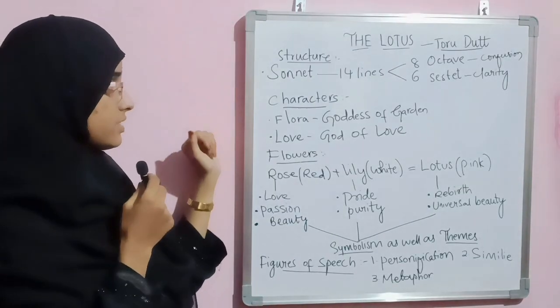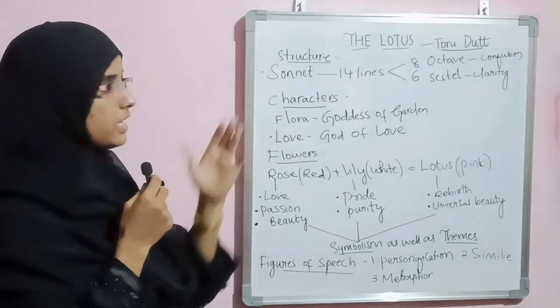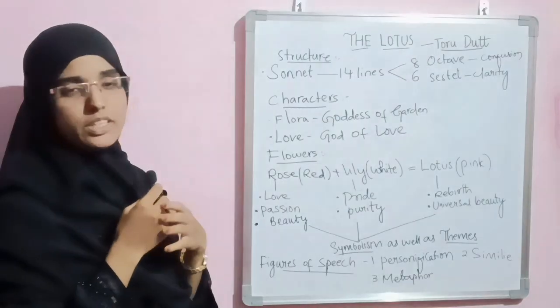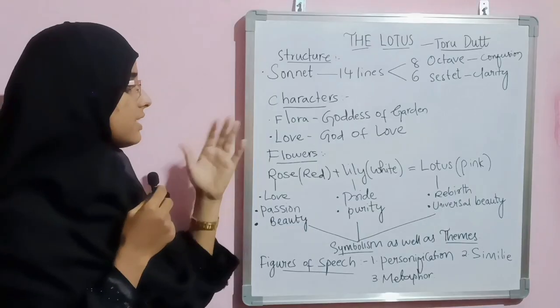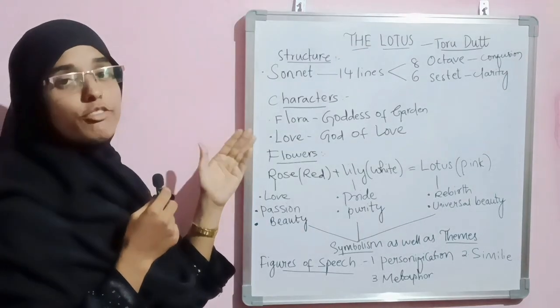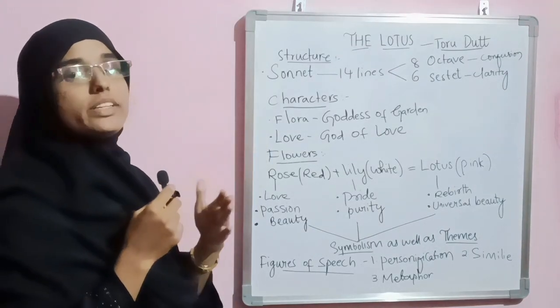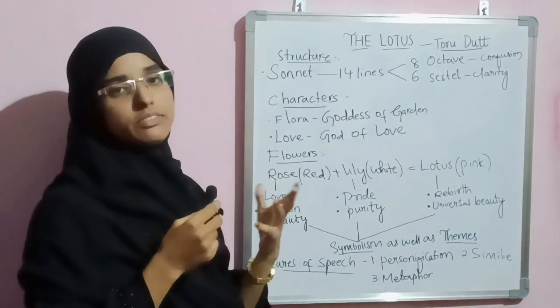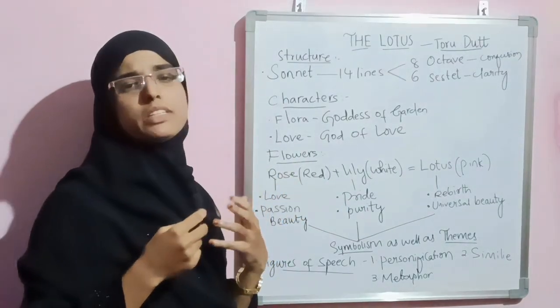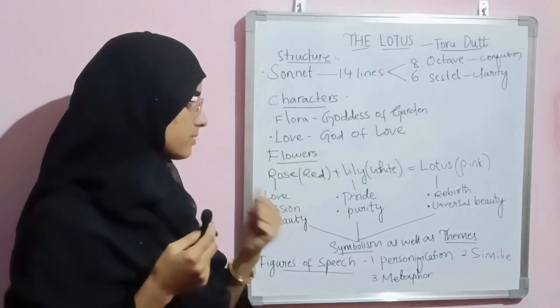Next, characters. In this 14-line poem, there are two main characters. The first one is Flora, and the second one is Love. Flora is the goddess of the garden. Love is the god of love. Here, love represents the human character.